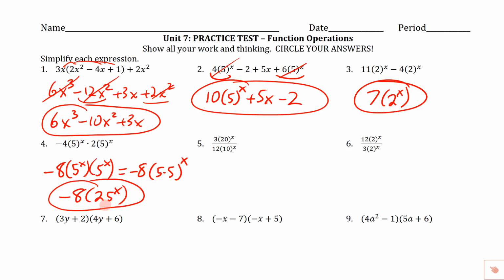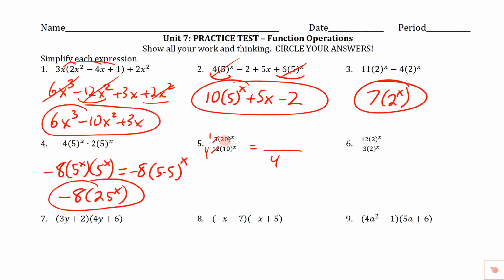Let's take a look at this one. We've got a 3 on the top and a 12 on the bottom. They're regular old coefficients just like anything else. So I'm going to cross cancel this with this. 3 goes in here once, 3 goes in there 4 times. So we know we've got a 4 on the bottom. Let's hold off on writing the 1 there.